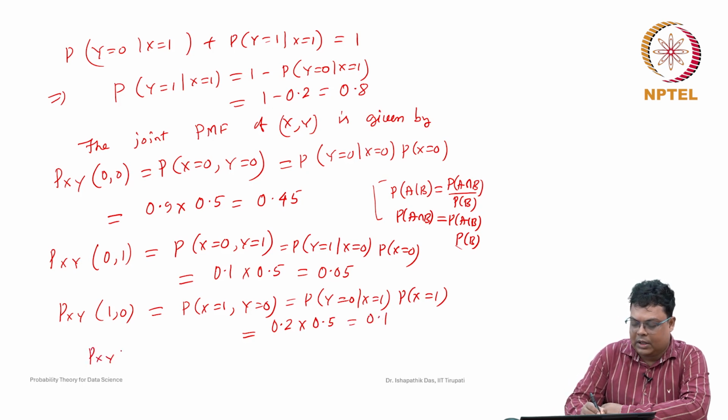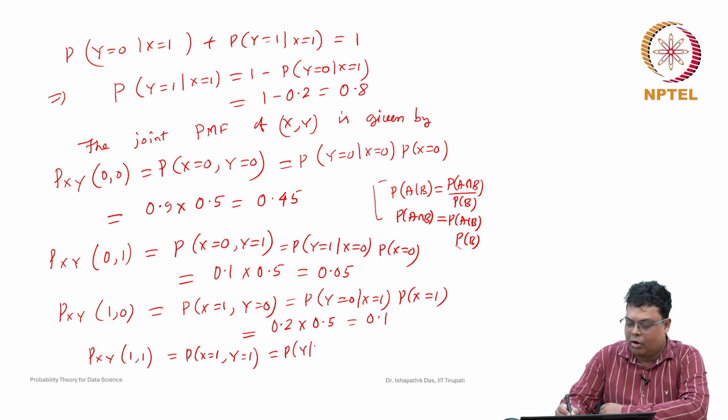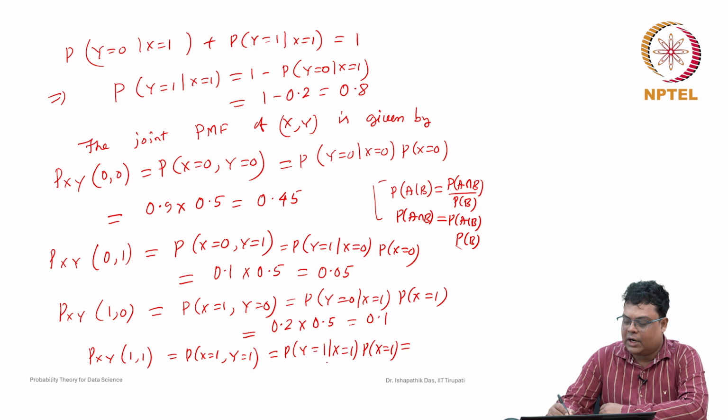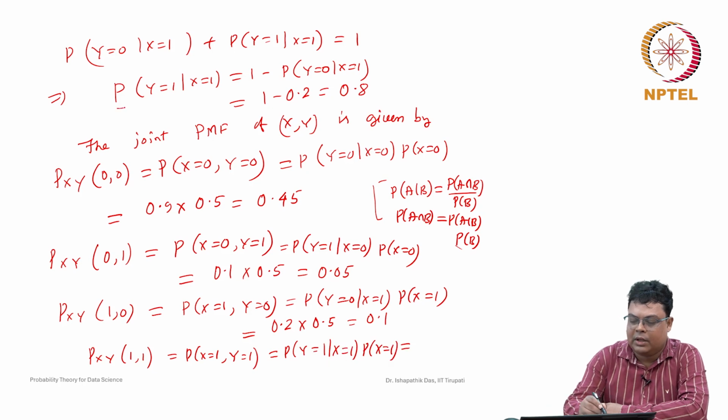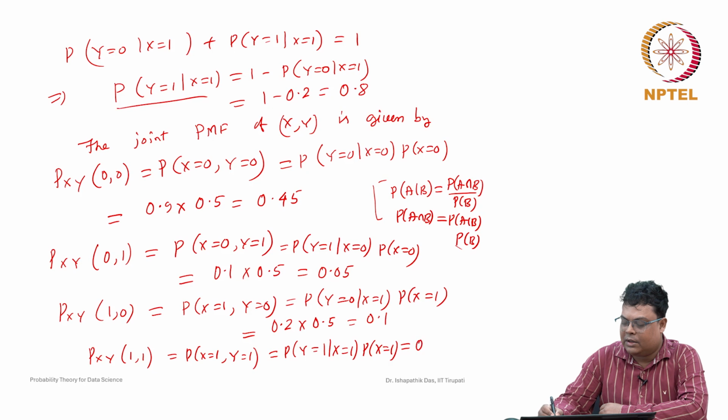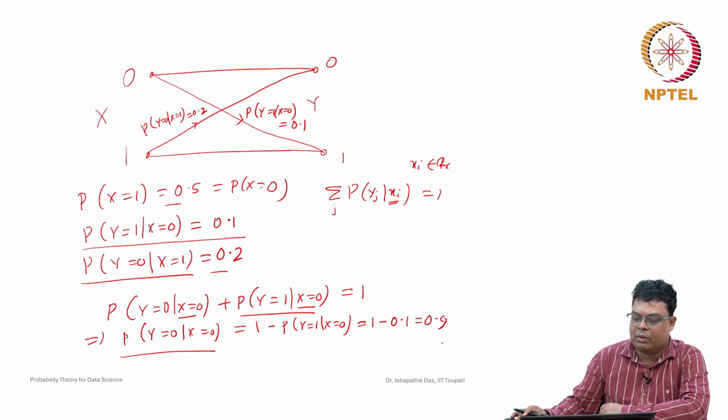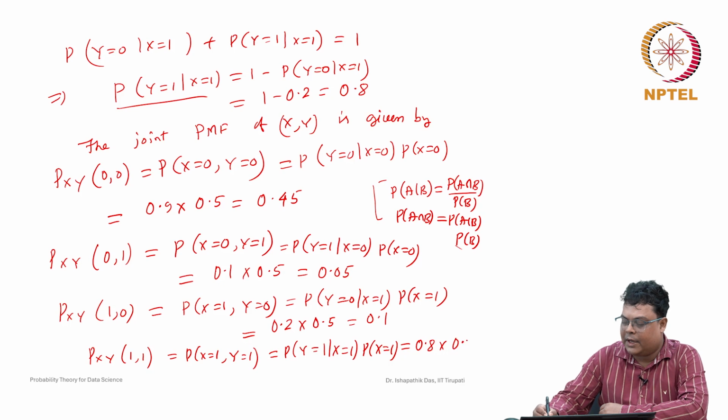Now, this is the last probability, that x is equal to 1 and y is equal to 1. Similarly, we will compute it. It is the probability of y equal to 1 given x equal to 1, into the probability that x is equal to 1. Here we computed, this is 0.8 into the probability that x equal to 1, which is 0.5. So, 5 into 8 is 40, so 0.4.